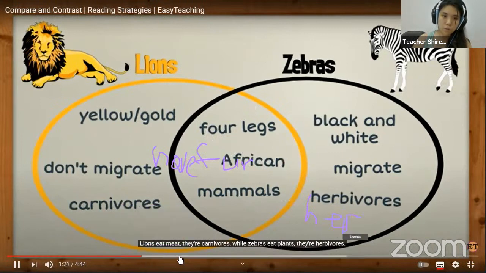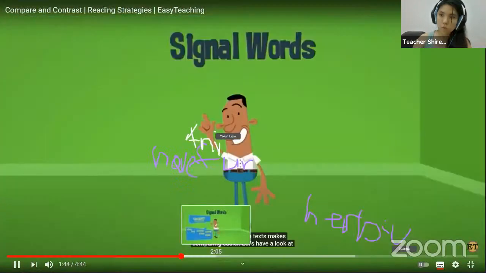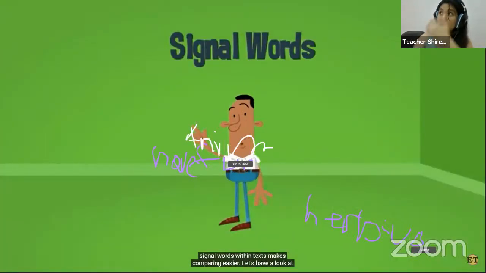We can use the term comparing more broadly. Words within texts make comparing easier. Let's have a look at some words that authors use to compare and contrast.